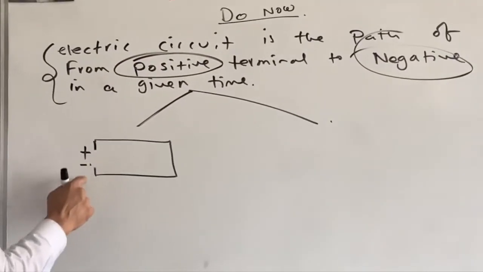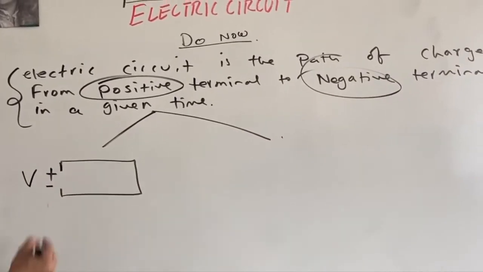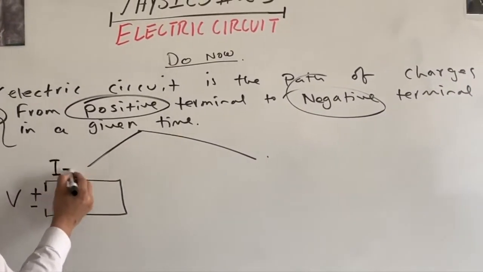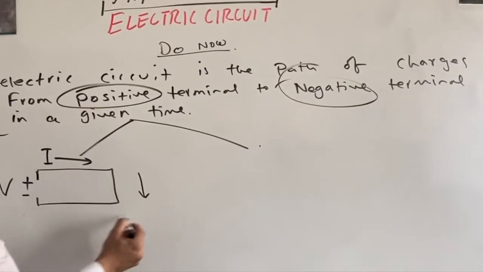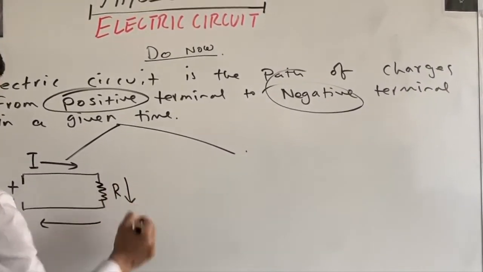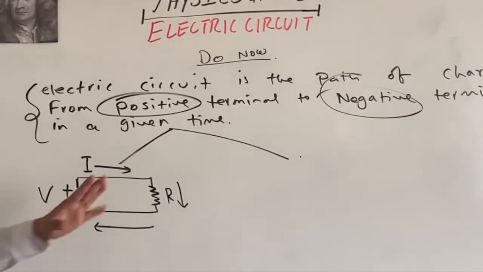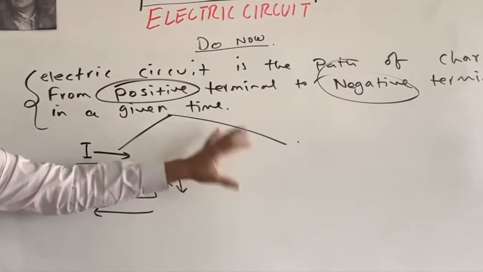We're going to call it voltage. Voltage. What else do we have? Current. Okay, so current. Resistors maybe? Current goes from positive to negative, and maybe a resistor. Okay.